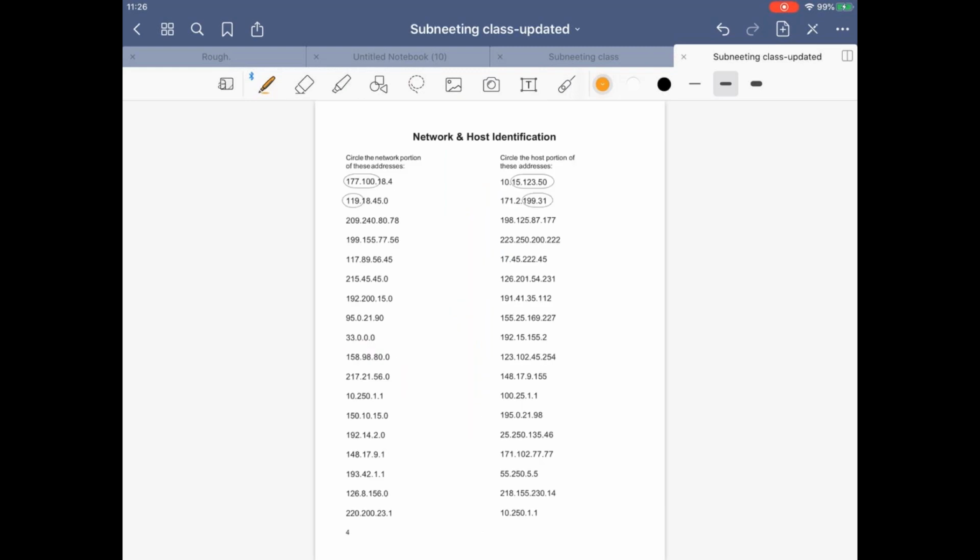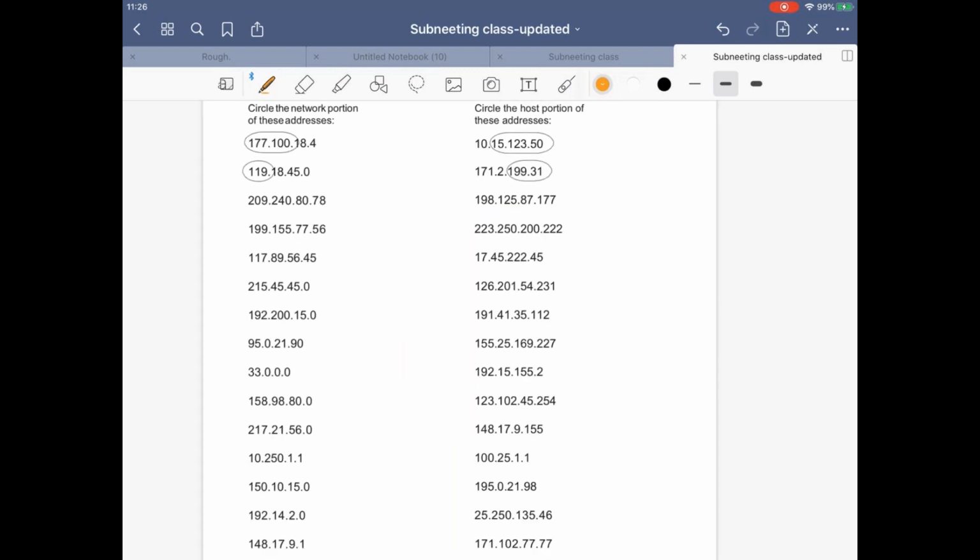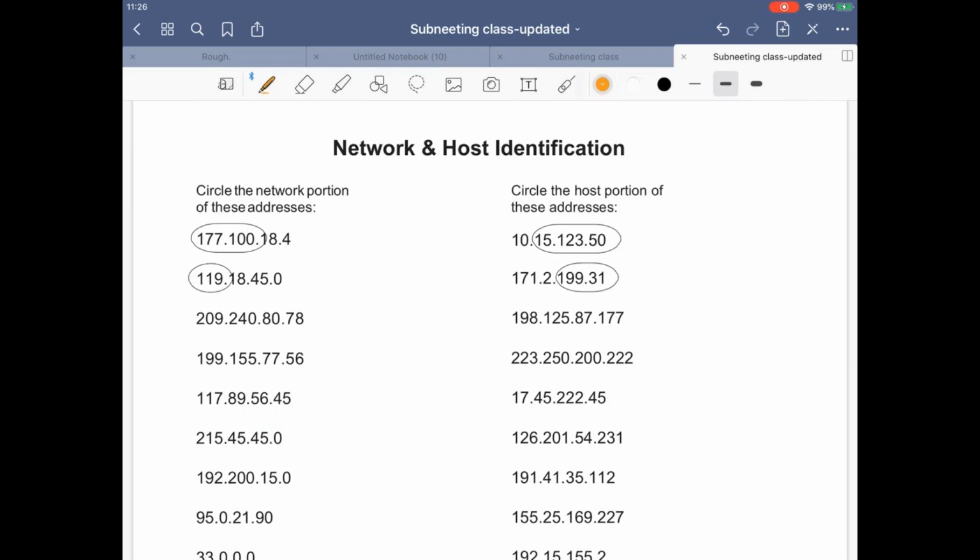Now we have to find out the network and host identification. Circle the network portion of these addresses, and here on your right hand side, circle the host portion of these addresses. Here we have host portion, here we have network portion. An IP address has both network and host address.